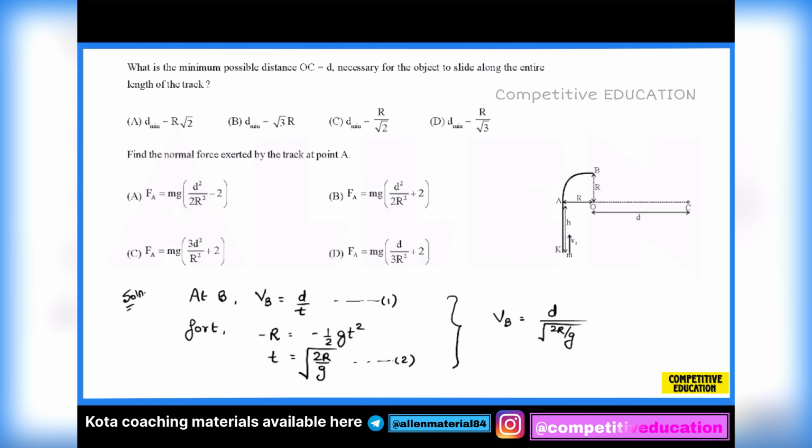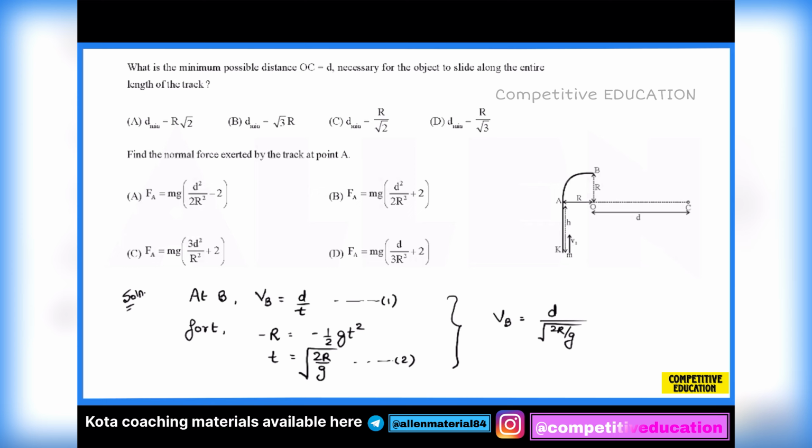In question 2, it is asking what is the minimum possible distance OC. This is the OC. We have to find this minimum distance if this point-like object is not going to lose contact with this track. And in the third question, it is saying find the normal force exerted by the track at point A, which means at this point we have to find the normal force acting on it. So let's see the solution.